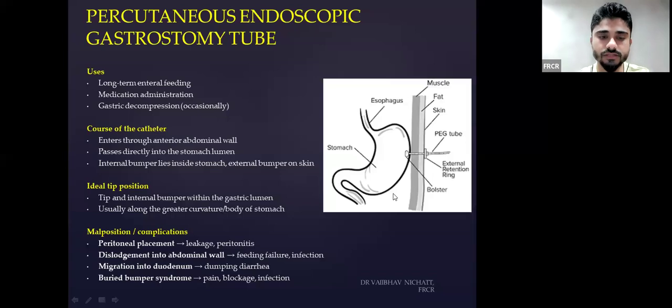What happens if it is malpositioned? Sometimes, instead of going into the gastric lumen, it can go into the peritoneal cavity, and it can cause wrong administration of fluid through the percutaneous endoscopic gastrostomy tube into the peritoneal cavity, and the patient might land in peritonitis. Then the second is dislodgement into the abdominal wall. Sometimes the tip might end up in the anterior abdominal wall.